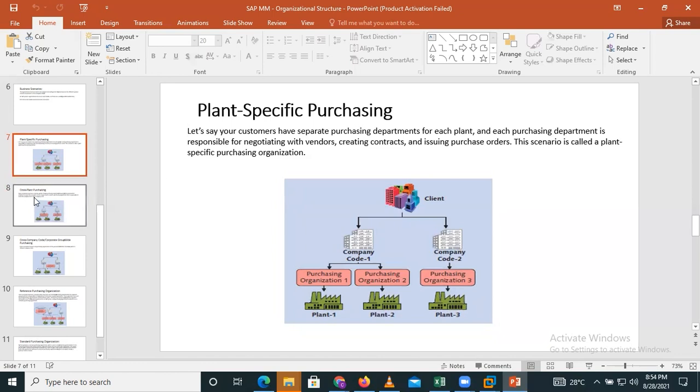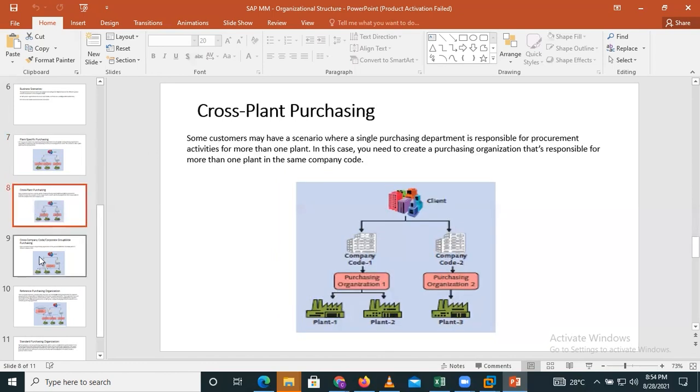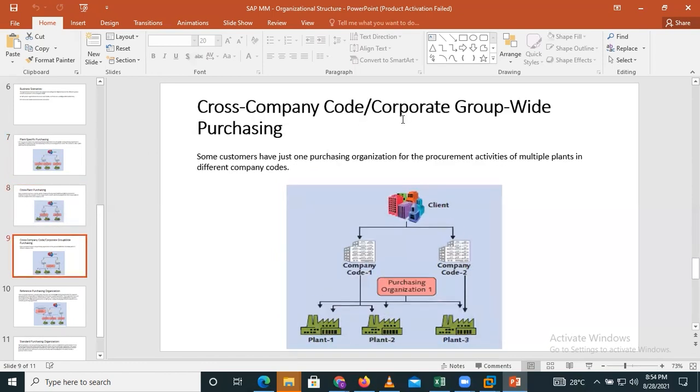First is plant specific purchasing. Second is cross plant specific purchasing. Third is cross company code or corporate group wide purchasing. So for example, I have a client which is the highest organization unit, under which I have a number of company codes, company code 1, company code 2. Company code 1 is having 2 plants, company code 2 is having 1 plant.